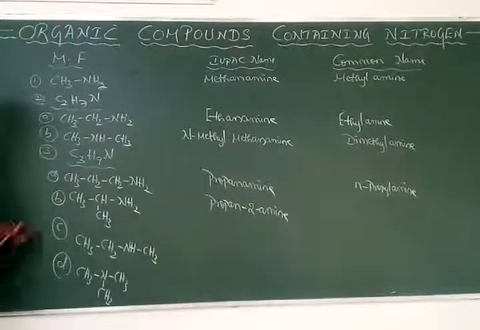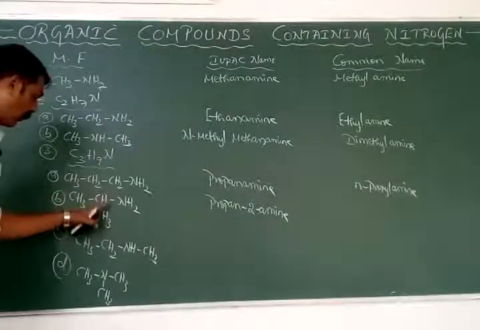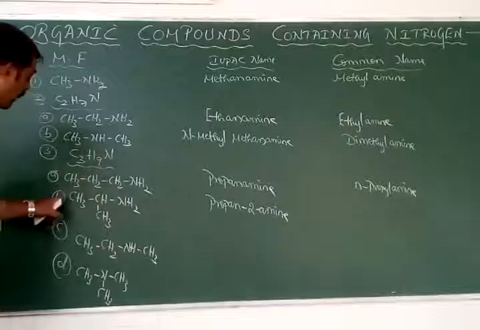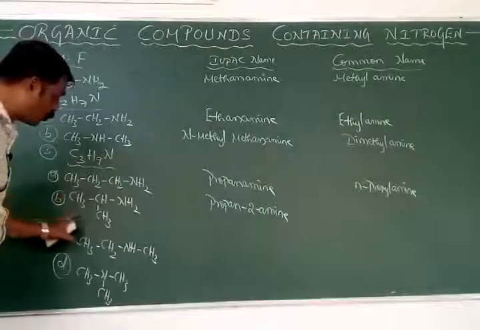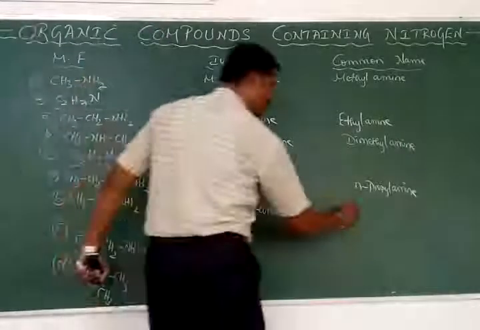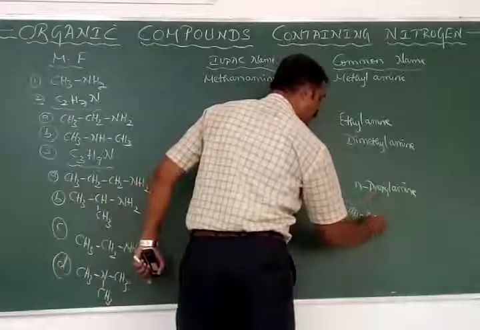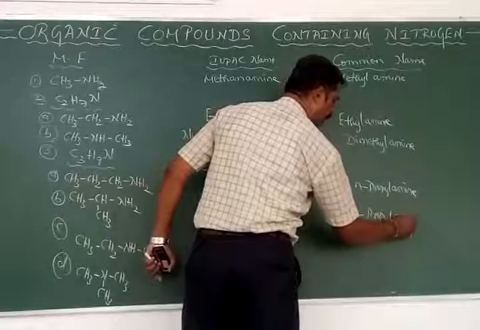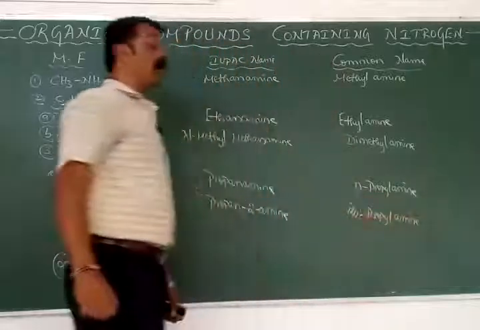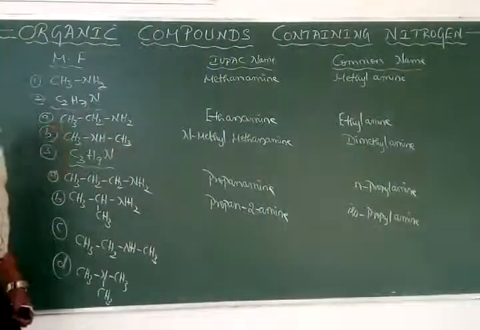Or we can also call it 2-propanamine. This group is also called propyl, but the branching is occurring at the second carbon, because CH3, CH, CH3 refers to which group? The iso group. Therefore, it is called isopropylamine.